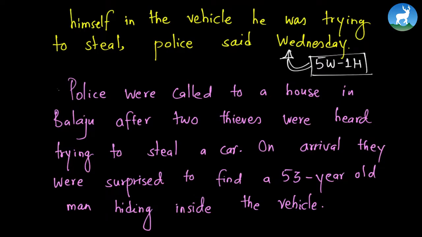Now, let's go on reading this one. Police were called to a house in Balazur after two thieves were heard trying to steal a car. On arrival, they were surprised to find a 53-year-old man hiding inside the vehicle. What is this called? This is called the body. Very good. This is called the body. The body gives detailed information and significant details followed by less significant details. That is the rule.